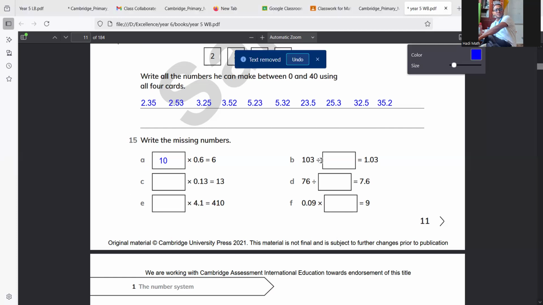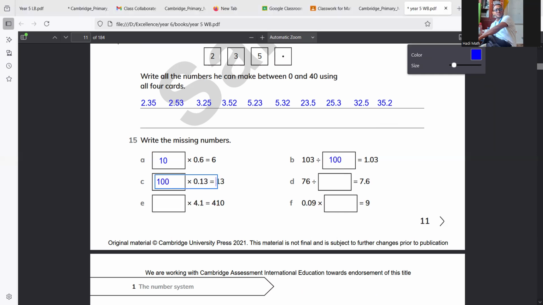This number, 103 divided by a number, is equal to 1.03. What happened? We put the decimal point after 2 digits. When you put the decimal point after 2 digits, it means this number is 100. There are 1 and 3 after the decimal point, and there are 2 digits. Then those 2 digits removed, the decimal point removed out. When you remove a decimal point out of 2 digits, that means you multiply it by 100.